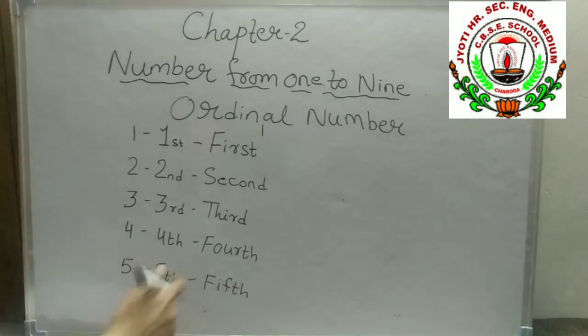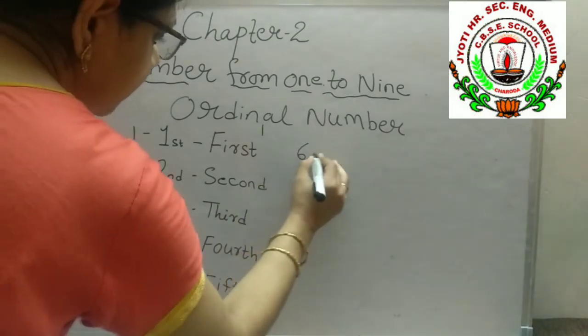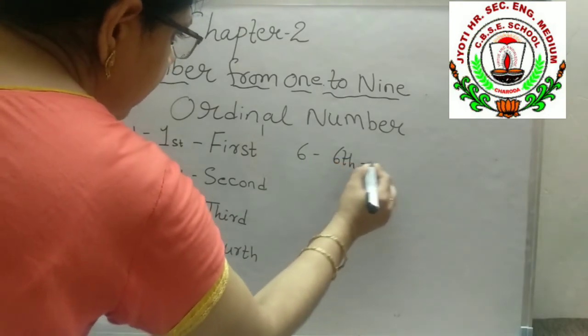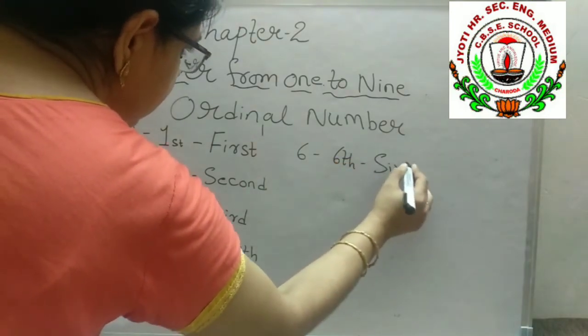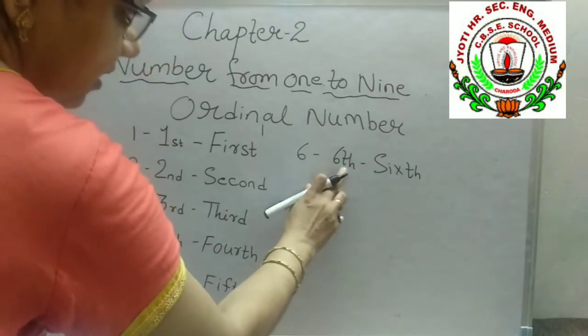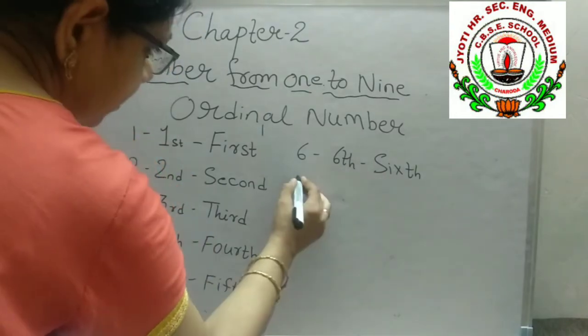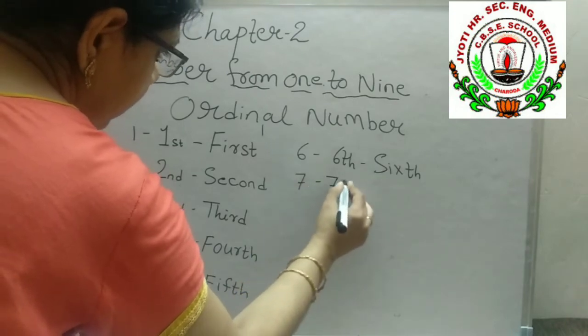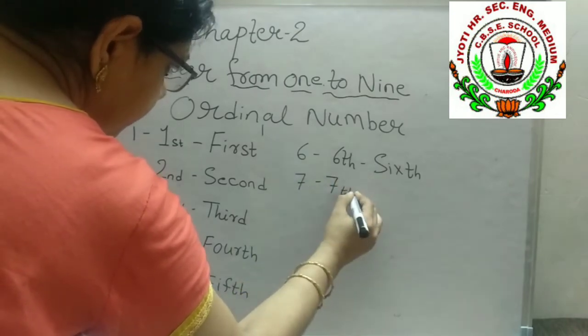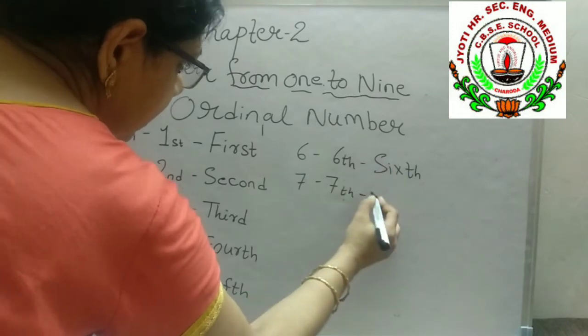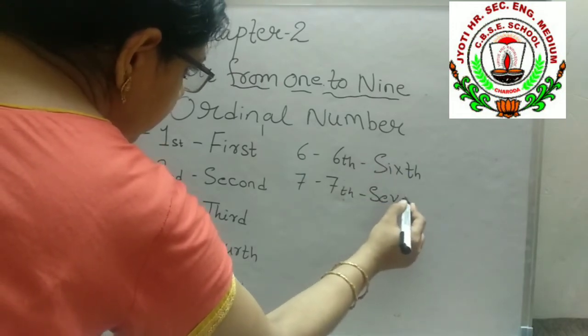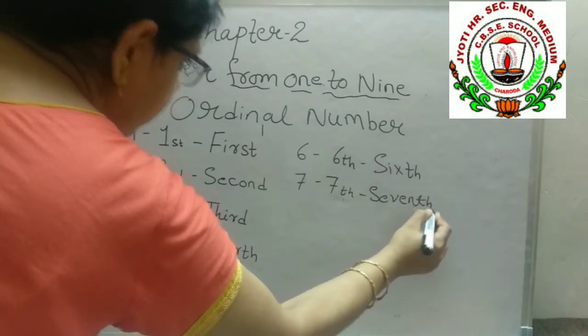F-I-F-T-H, fifth. Next is 6. For 6th, we are writing S-I-X-T-H, sixth. 6 and small th, spelling is S-I-X-T-H, sixth. For 7, we are writing 7. The spelling is S-E-V-E-N-T-H, seventh.